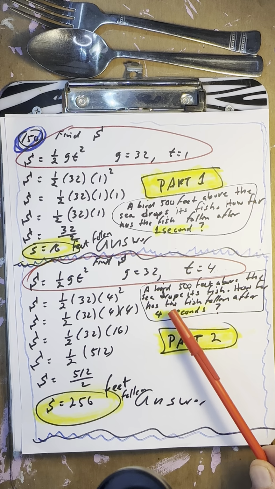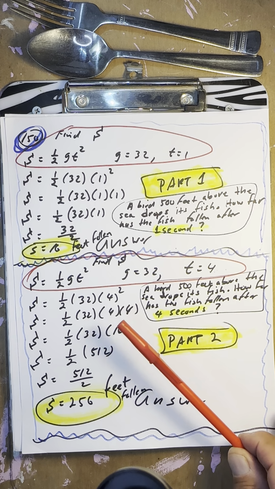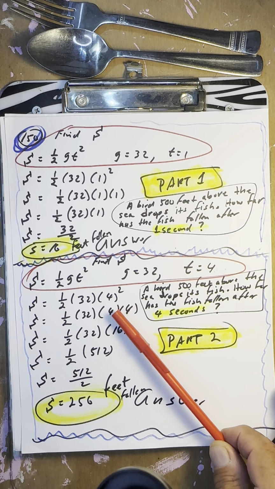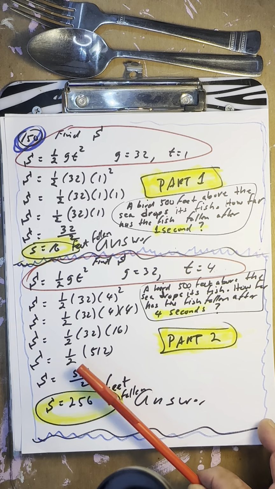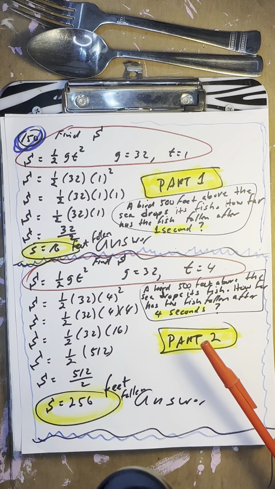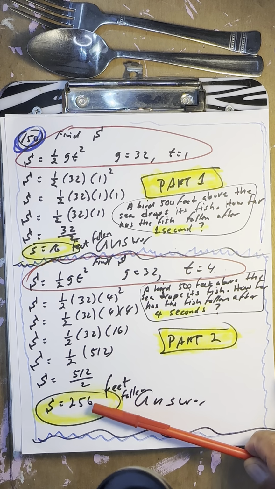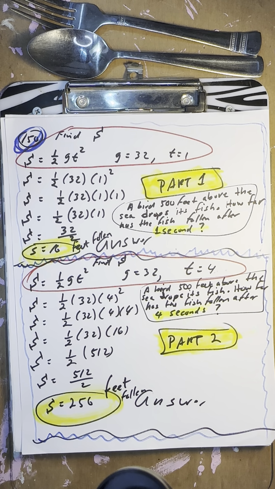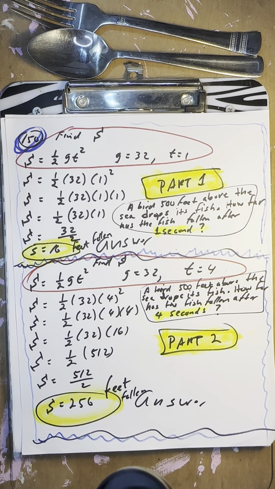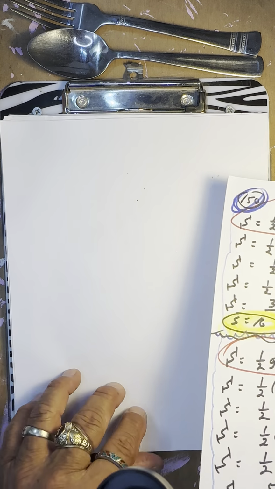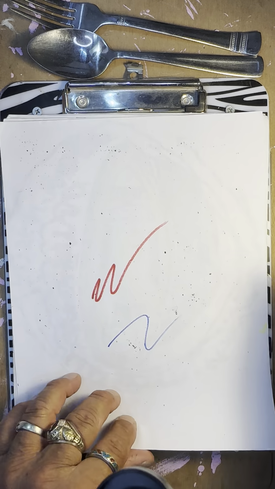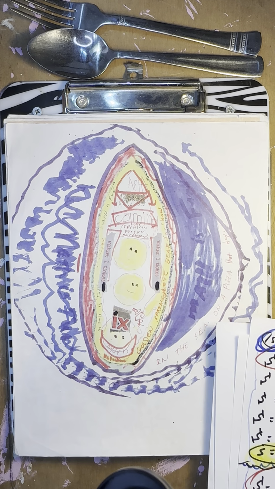All right, what happens after a bird 500 feet above the sea drops his fish? How far has the fish fallen after 4 seconds? Put a 4 in there in that formula. So 4 squared is 16. 16 times 32 is 512. 512 over 2 is 256. So after 4 seconds, the fish has fallen how many? 256 feet. Yep. From the bird 500 feet above the sea. So now the next one is what? That's done.